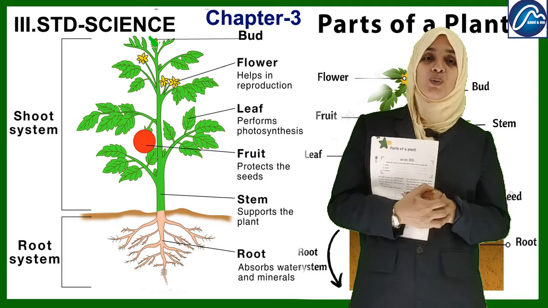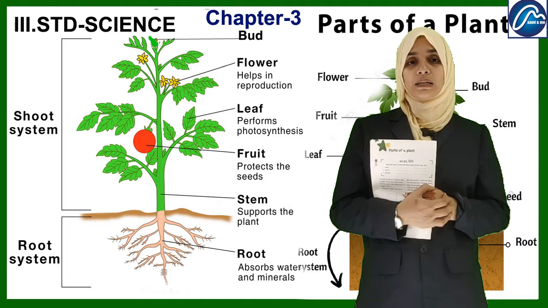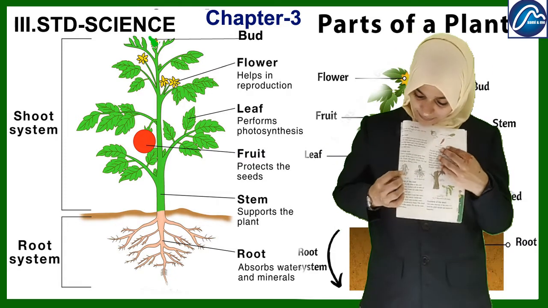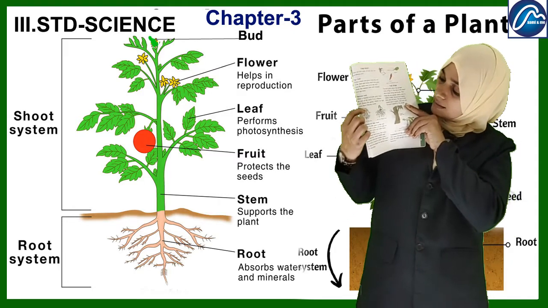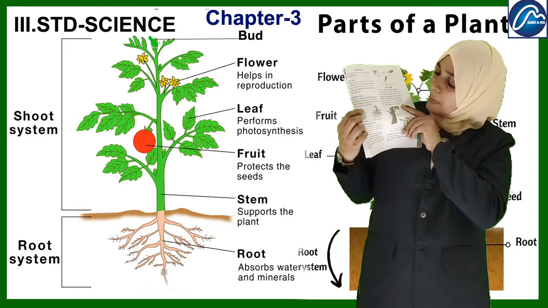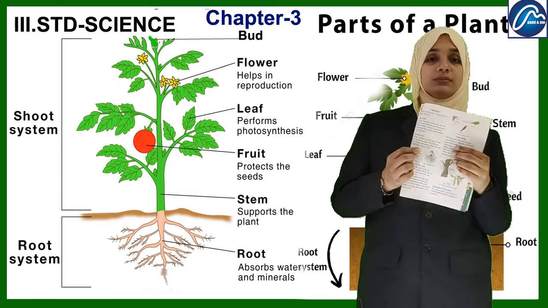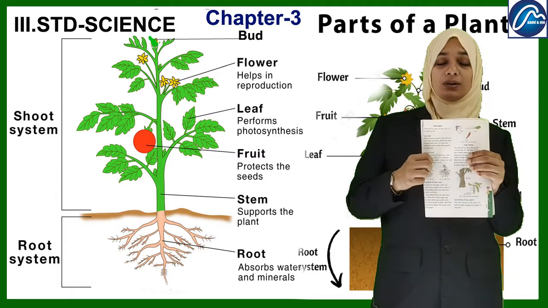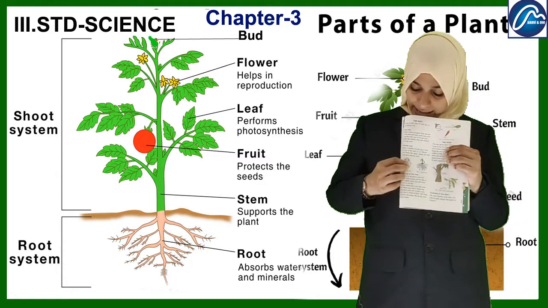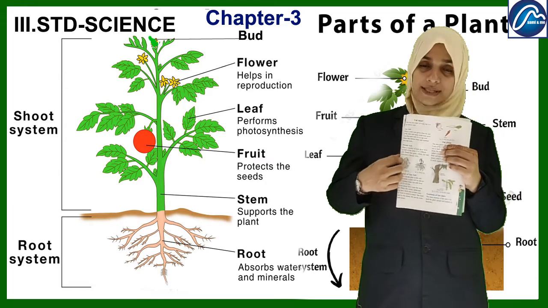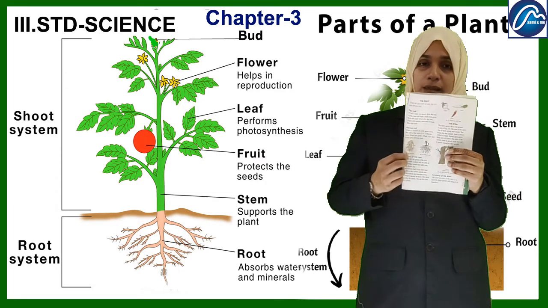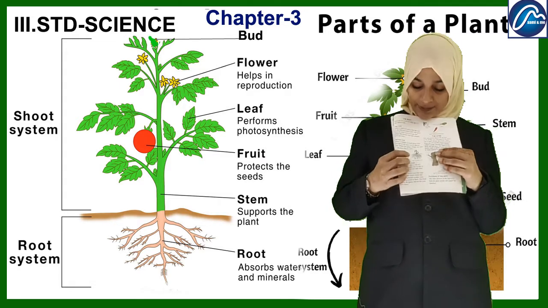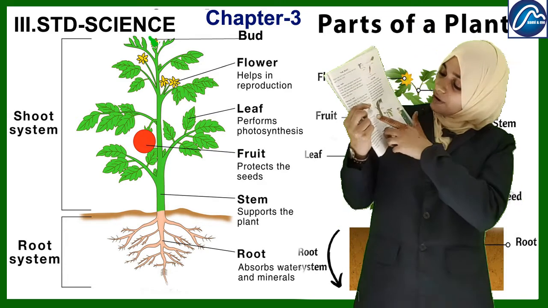First, we can study what is taproot. See this. Have you seen? One main root is connected to the stem, and so many small roots are arising from this main root. That is called taproot. Then what about fibrous? Fibrous root.